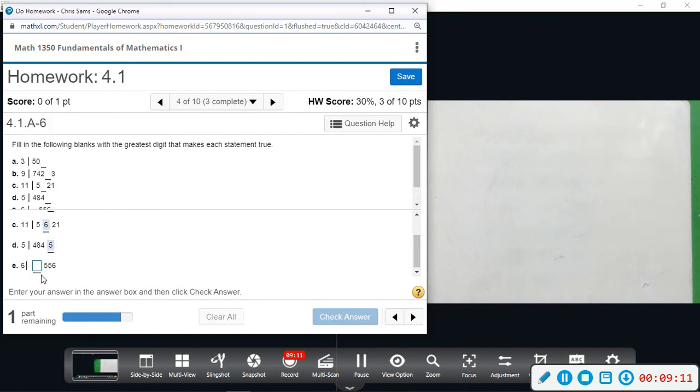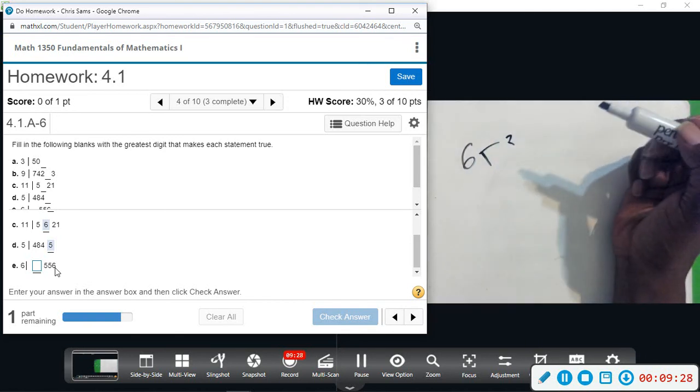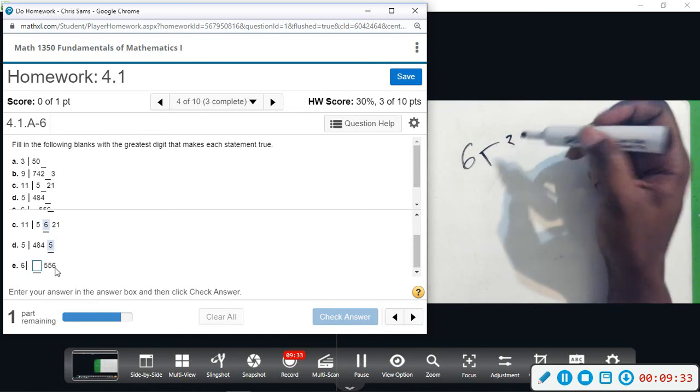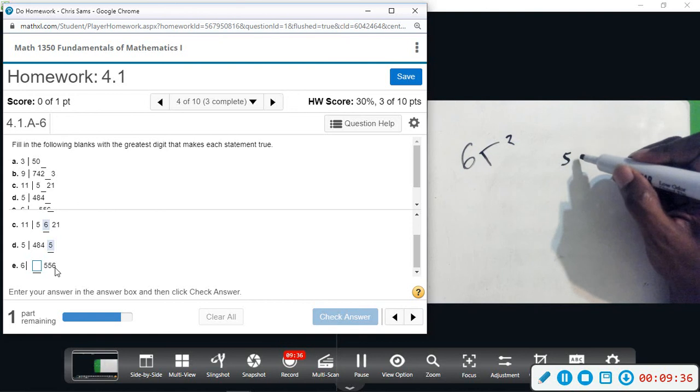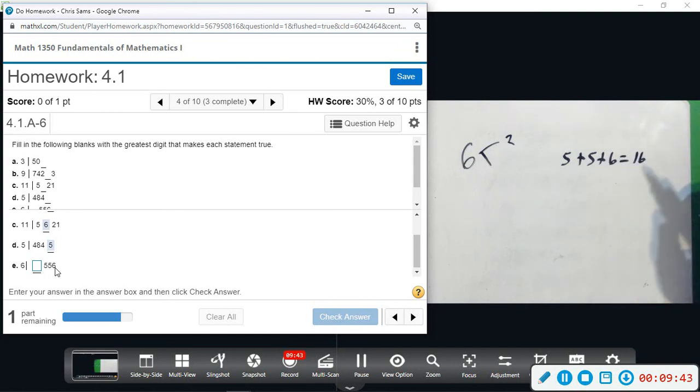We want this divisible by 6. This number will be divisible by 6 if it's divisible by 2 and 3. Okay, so for 6 we need 2 and 3. 2 we can see easily. The last digit ends in an even number. So now we just need the sum of the digits. 5 plus 5 plus 6. That's 16. Okay. I need a number that's divisible by 3.